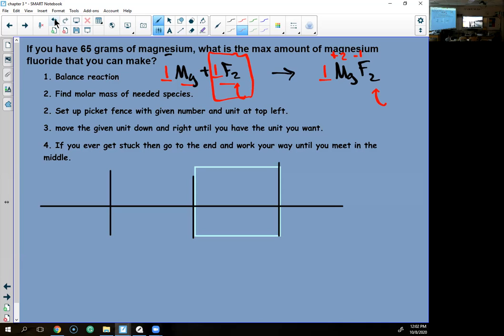Okay, I need to find the molar masses of the species. So I need magnesium, right? Good, that is 24 grams. Oh, that's ugly. Let me write it down here. Magnesium is 24 grams per 1 mole. And then I need magnesium fluoride. So that's 24 plus 38, so 62.